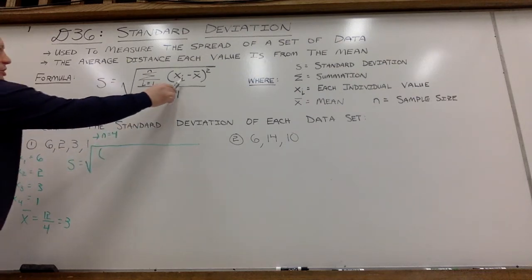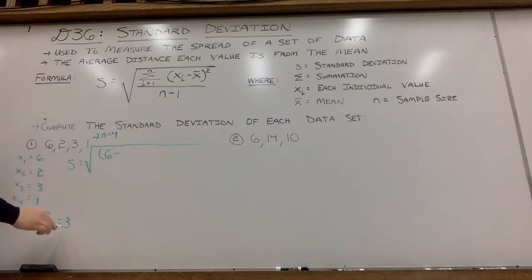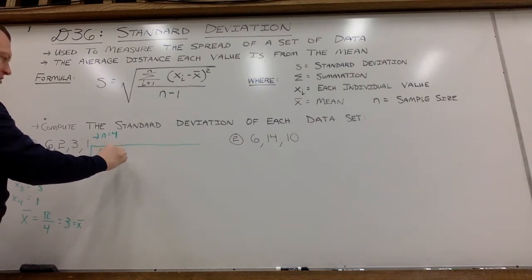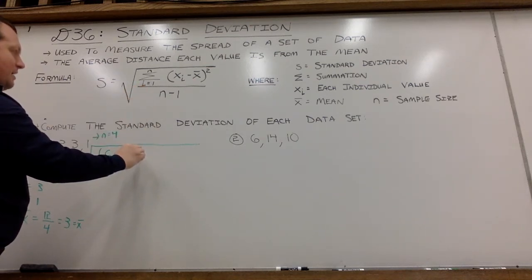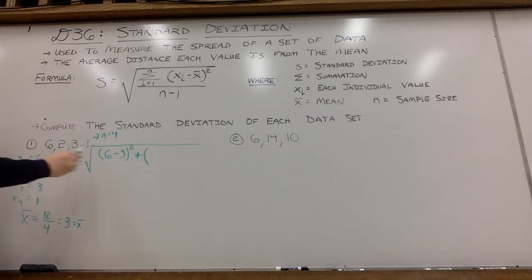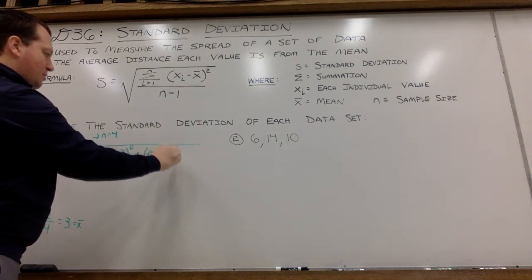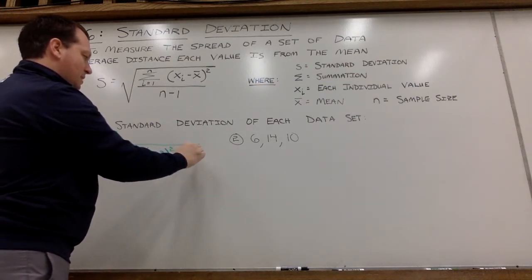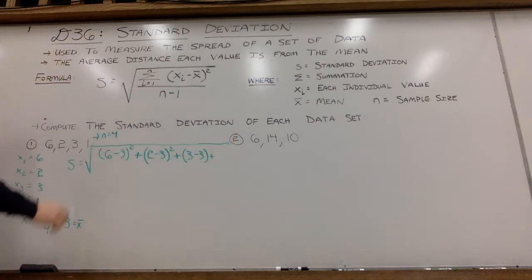So starting with observation 1, which is 6, I'm going to take 6 minus the mean, which is 3. Again, x bar is 3, squared. Then the summation: add observation 2, which is 2, minus the mean, squared, plus observation 3, which is 3, minus the mean. And then finally, I'll add it to observation 4.